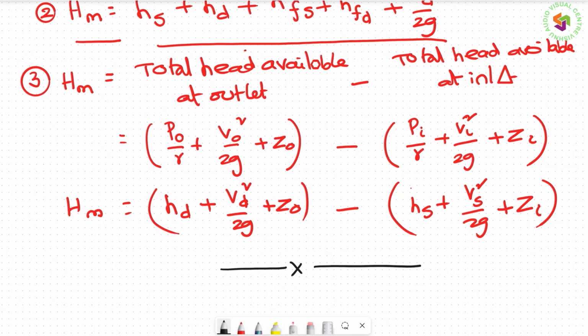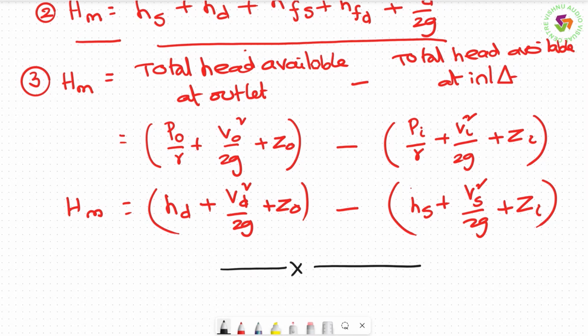Manometric head is equal to the head imparted by the impeller to water minus losses, that is Vw2 U2 by g minus losses. The other definition for manometric head: it is the summation of all the heads from the starting point to the ending point. What are those heads? Suction head, friction loss in the suction pipe, delivery head, friction loss in the delivery pipe, and lastly the velocity head at the exit. And the third definition is the total head at the outlet of the pump minus the total head at the inlet of the pump, which is also called the manometric head.